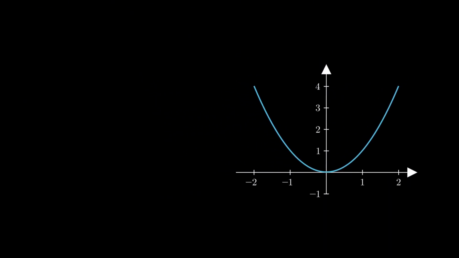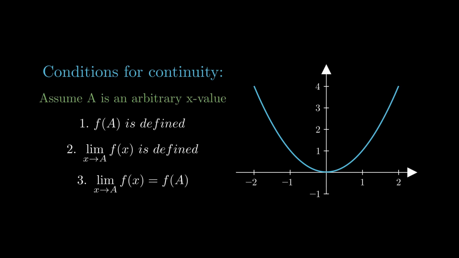So for a function to be continuous at point a, it must satisfy 3 conditions. 1. f of a is defined. 2. The limit as x approaches a of f of x exists. And 3. The limit as x approaches a of f of x is equal to f of a.